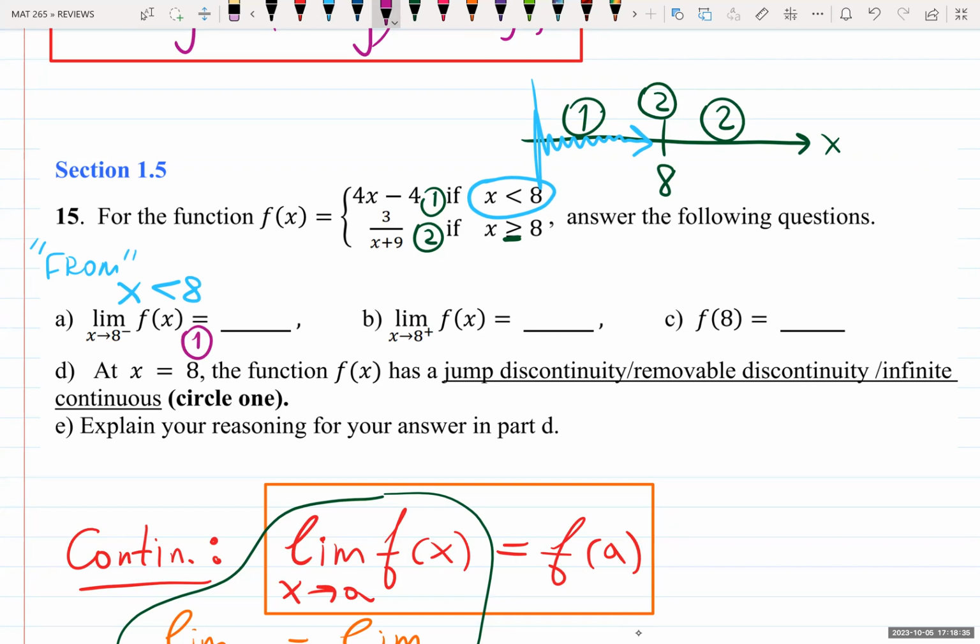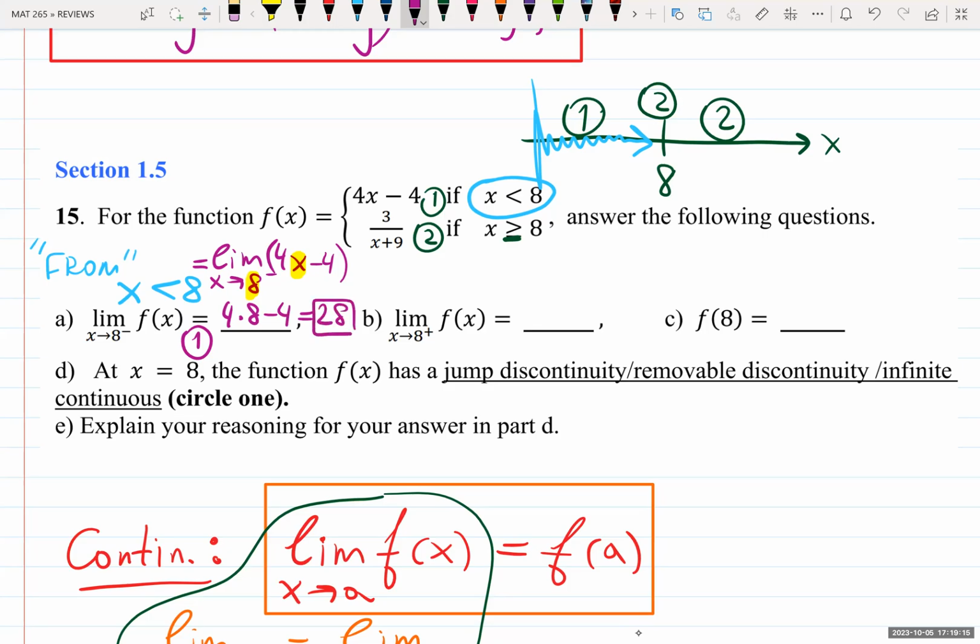That means I'm looking at the limit as x approaches 8 from the left of 4x minus 4. You forget about the from-the-left part, and you just plug this number into the function you chose, and you get 8 times 4. Maybe I should write down 8 times 4 minus 4. What is that? 32 minus 4, 28.